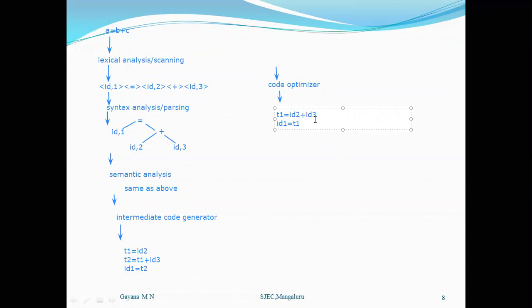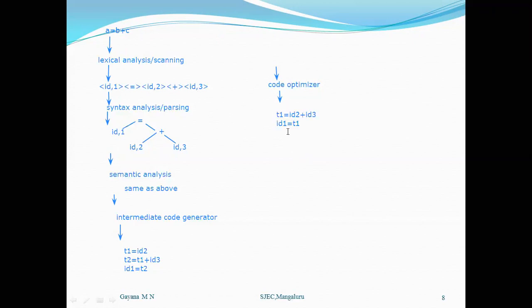Here ID2 and ID3 represent memory locations. We cannot have memory equal to memory plus memory. That is one of the general rules we will be following. Accordingly, you can have ID2 plus ID3 assigned to some temporary name T1, and from this T1, the value is assigned to another memory location ID1.